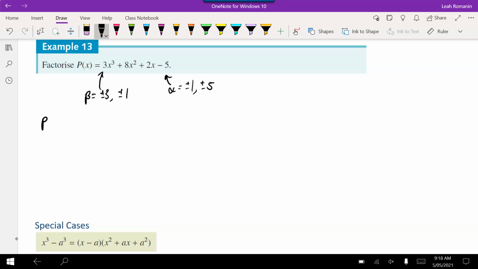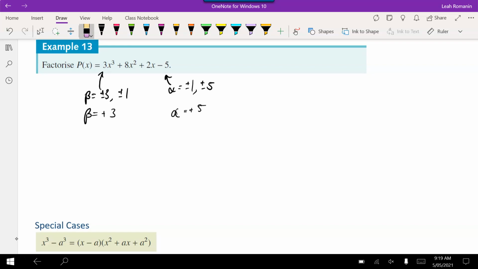Okay, so looking at my answer book, the combination that's going to work for me is alpha being +5 and beta being +3. That's the combination that the textbook tells me is going to give me 0. Again, it's going to take a bit of trial and error for you guys.